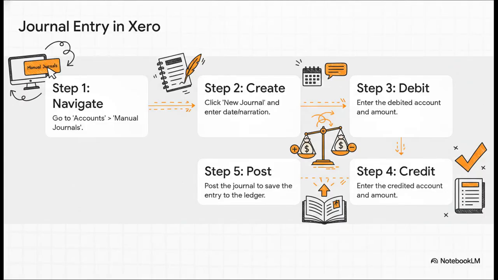Now, if you're using software like Xero, the process itself is very straightforward. You'd start by navigating to the Manual Journals section. From there, you create a new journal, you add the date and a clear description or narration, and then you enter your debit account and amount and your credit account and amount. Once you post it, that entry is officially recorded in your ledger.